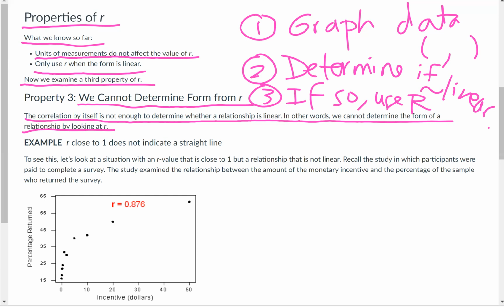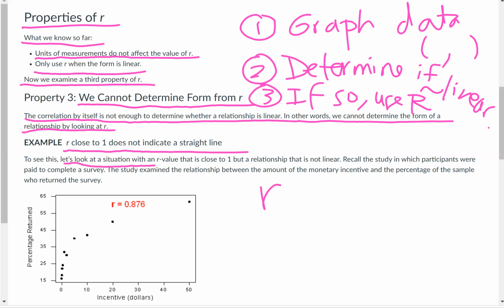Okay, so here's an example. R is close to 1 and does not indicate a straight line. So this is an example of, if you were to find R first, and you think, well, if it's close to 1, that means it's really a really good linear relationship. That's not true if you can't tell if it already looks like a line based on the graph itself.